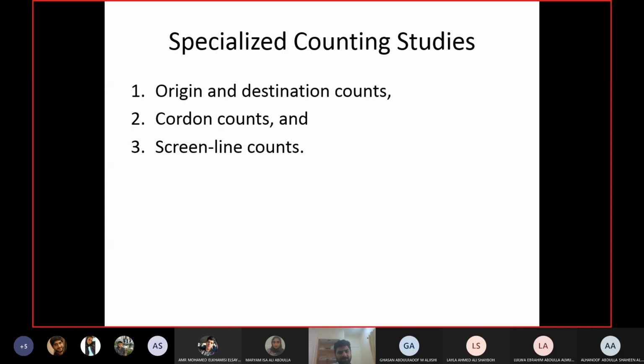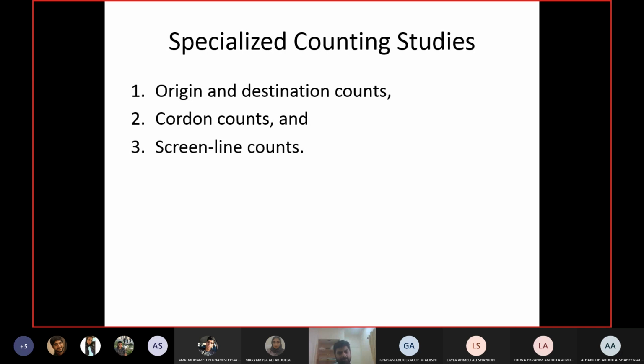Okay, then we have some specialized counting studies. Up till now, we have talked about counting volumes in the field, where the volume was collected from segments or from intersections. So we were interested in how many vehicles are passing through this segment or this intersection. In specialized counting studies, our aim is to find out the number of vehicles coming in and going out of an area.